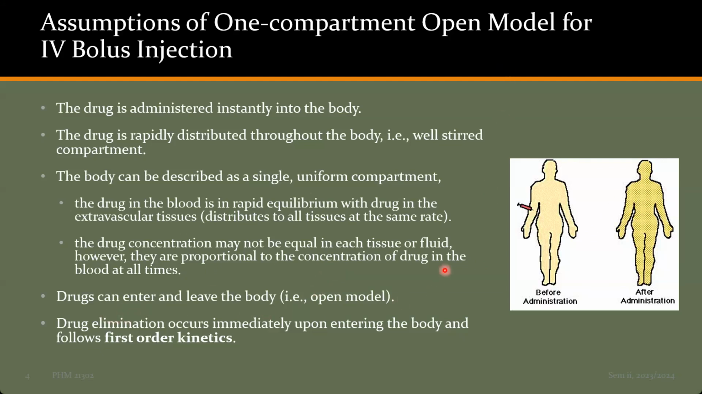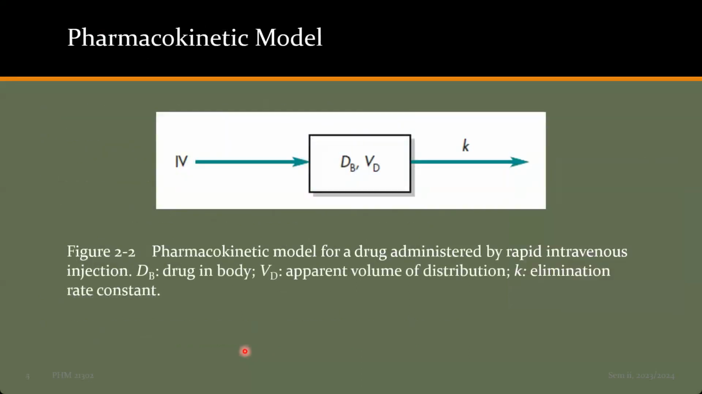We call it an open model also because the drug can enter and leave the body, and since the drug is distributed quickly, rapidly to all the body tissues, including the drug eliminating organs like liver and kidney, then the elimination process also will occur immediately upon entering the body and follows first order kinetics. Okay. And we explained last time what we mean by first order kinetics. We explained the model also.